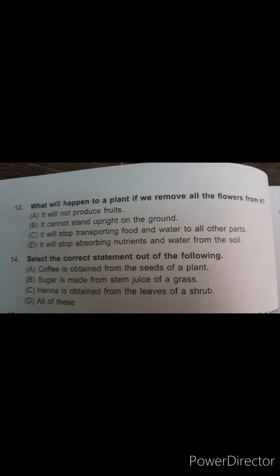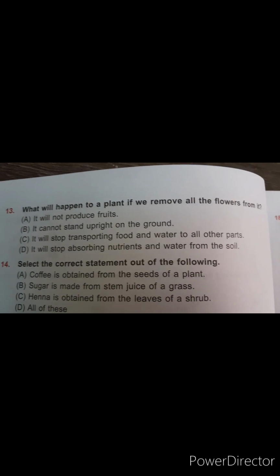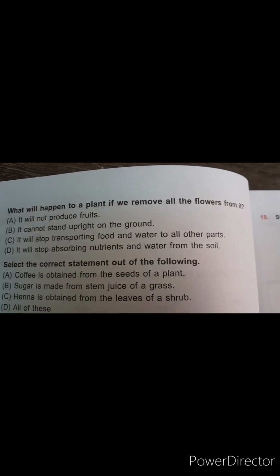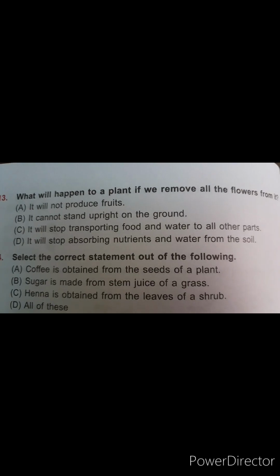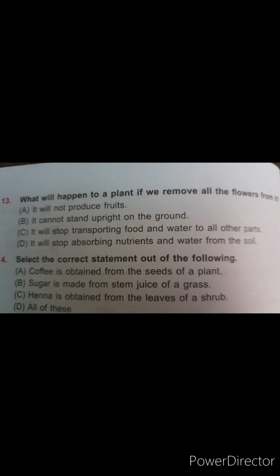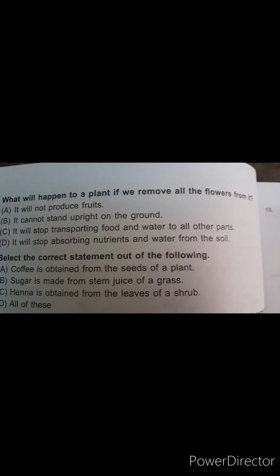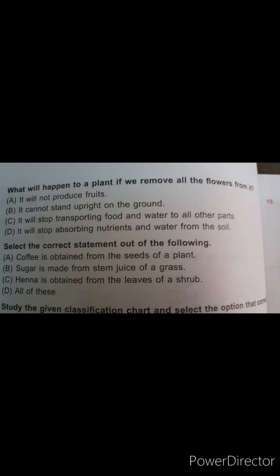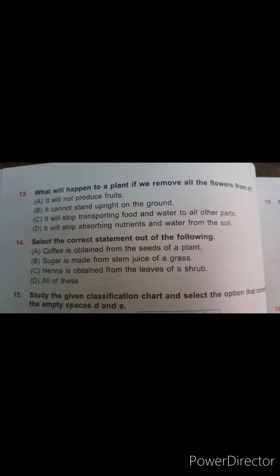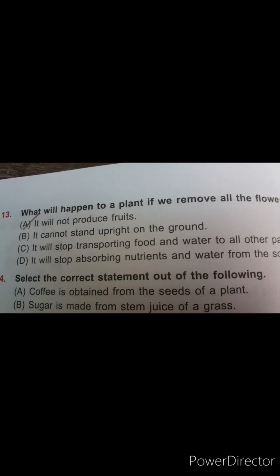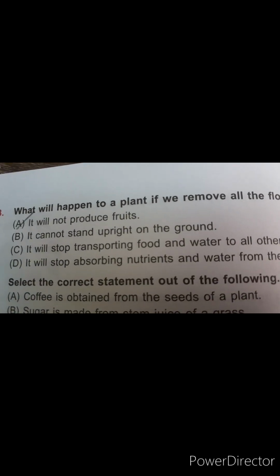Moving on to the 13th question. What will happen to a plant if we remove all the flowers from it? It will not produce fruits. It cannot stand upright on the ground. It will stop transporting food and water to all other parts. It will stop absorbing nutrition and water from the soil. The answer is option A. It will not produce fruits.